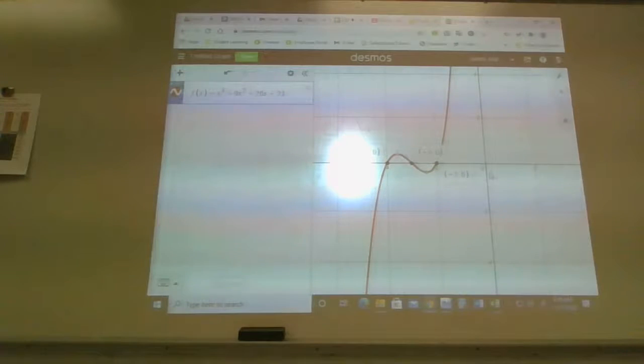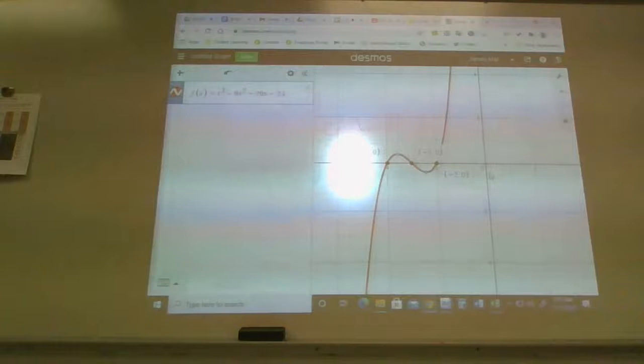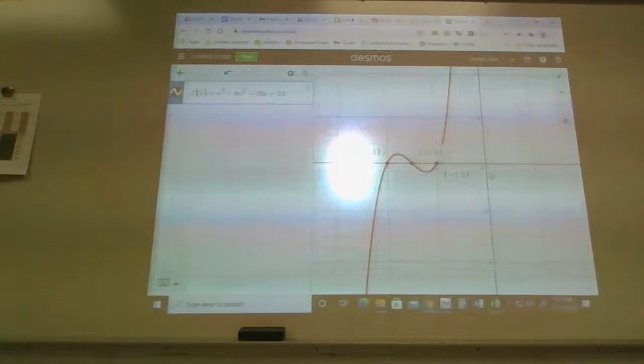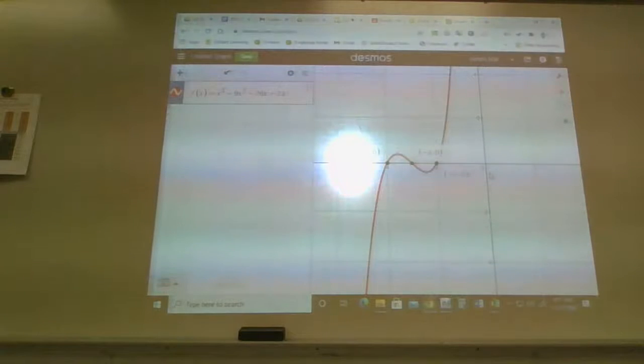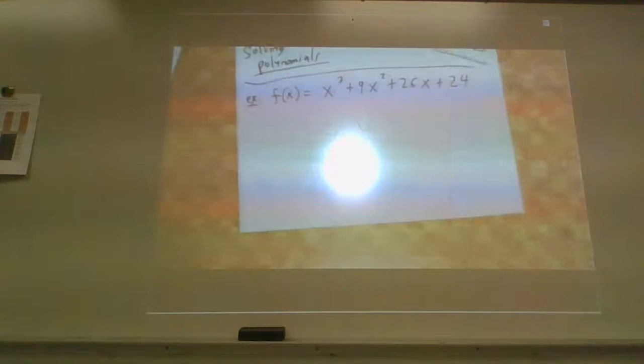But again, this would not be sufficient if it were one of my assessments. Can't just be like, well, Desmos told me. The calculator told me. Nope. We are going to have to prove it. And here's how we're going to go about it.